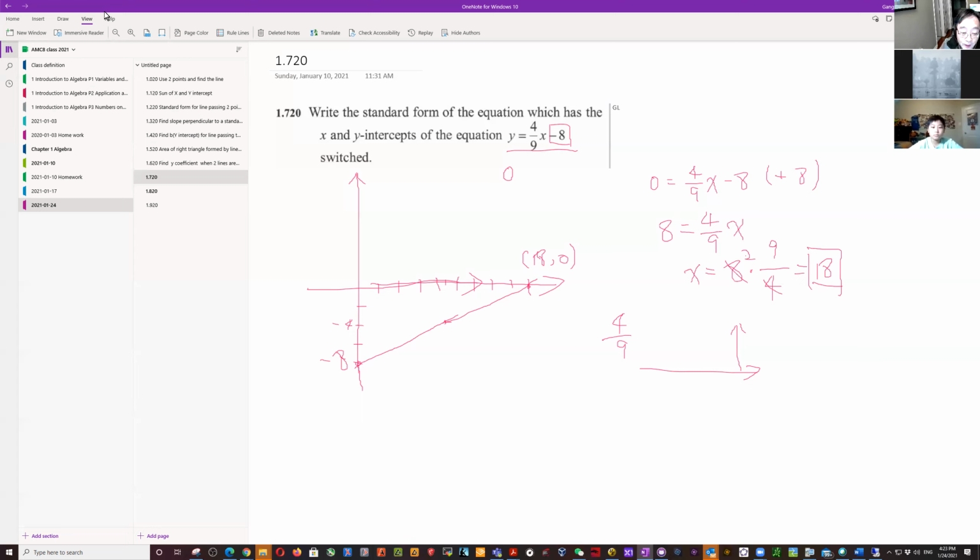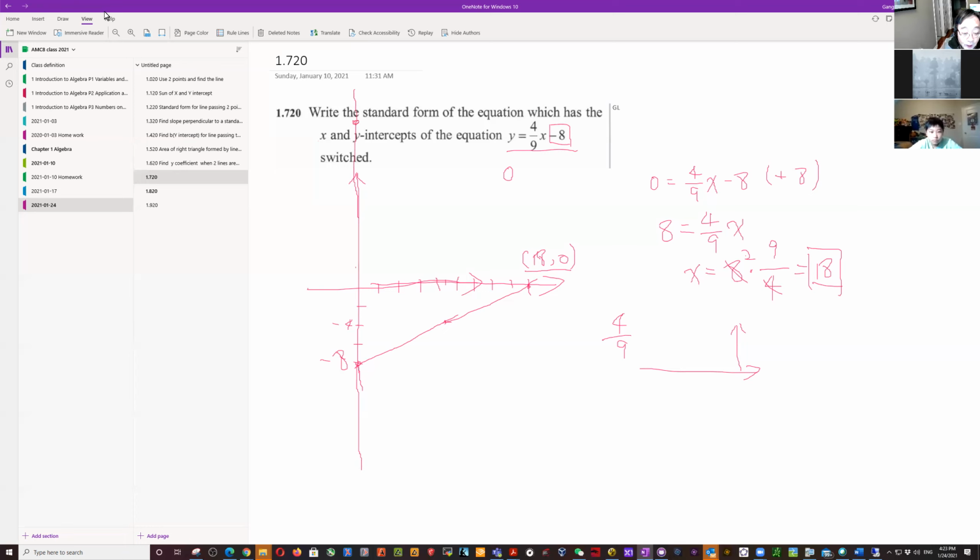So after I've done this, it's asking me to write the standard form of the equation which has the x and the y-intercepts switched. So basically, I need to switch the x-intercept and the y-intercept. The x-intercept is 18, and right now I need to make the y-intercept 18. So the y-intercept is going to be really high up around here.